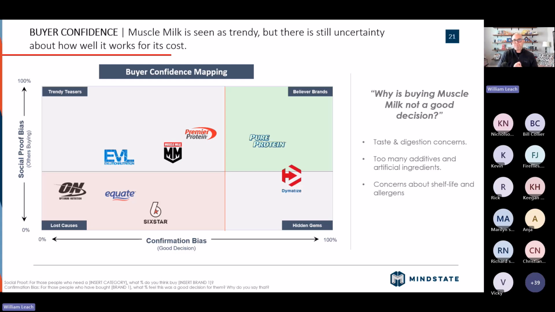But there's a little bit of apprehension around, does it really work? And since we ask why they believe that it doesn't necessarily work for everybody who buys, we can bring in some concerns around taste and digestion, concerns around many additives and artificial ingredients, and shelf life and allergies. Now, that's kind of an interesting dynamic, and I'll explain why in just a second.